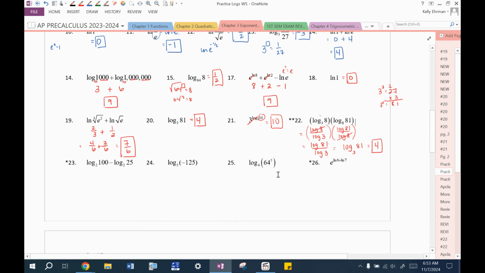Okay, for number 23, there's a little star next to this one. That's because 2 to what power is 100? That's not a nice answer. 2 to what power is 25? Not a nice answer. So let's try condensing this first. So let's condense it to the log base 2 of 100 divided by 25. That's pretty nice because that's just the log base 2 of 4. And that's easy. 2 to what power is 4? 2.